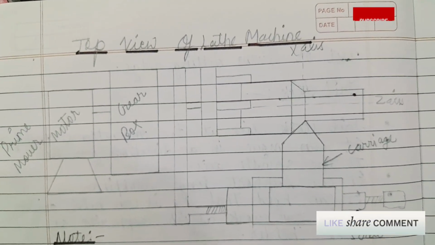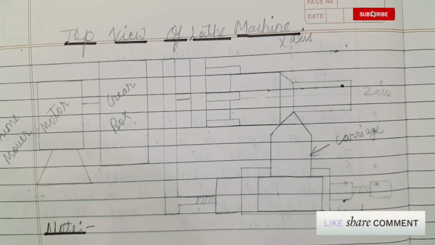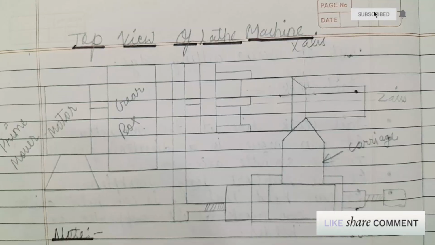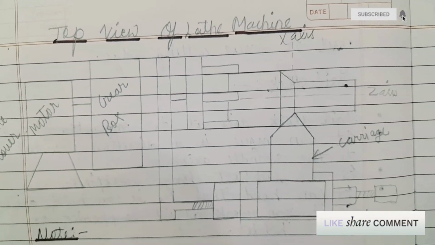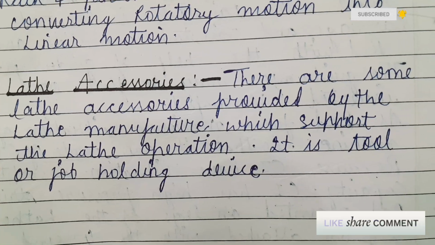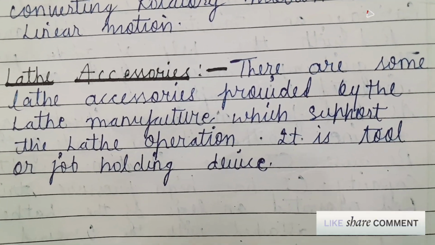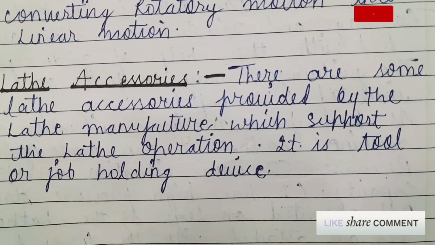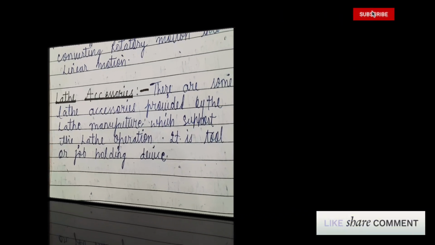Also remember, this is a top view of the lathe machine. It consists of the prime mover, motor, gearbox, carriage, and lead screw. Accessories. There are some lathe accessories provided by the lathe manufacturer which support the lathe operation. It is a tool or job holding device.